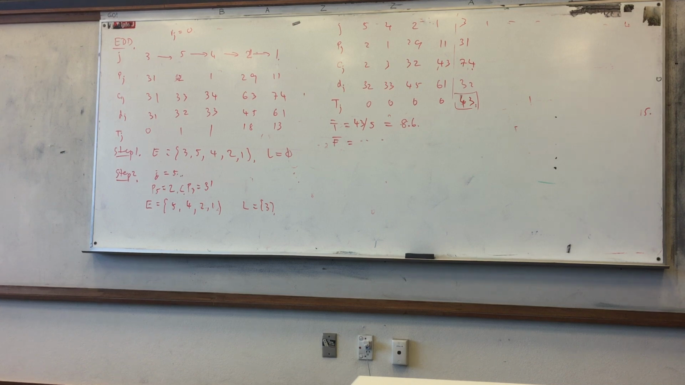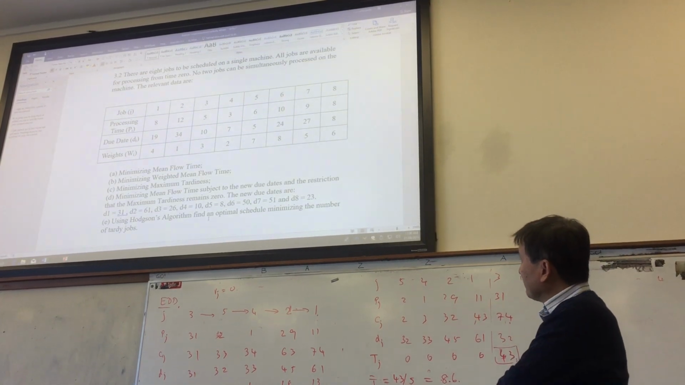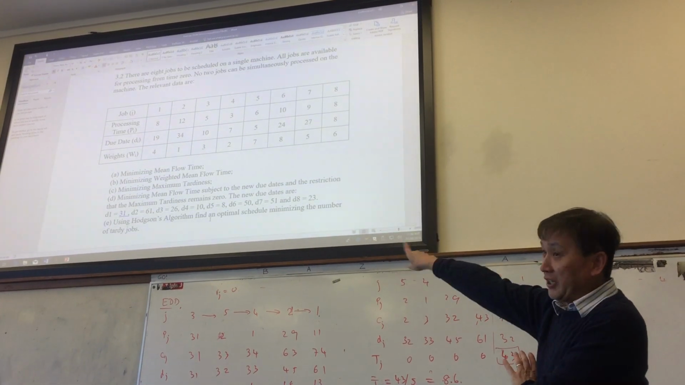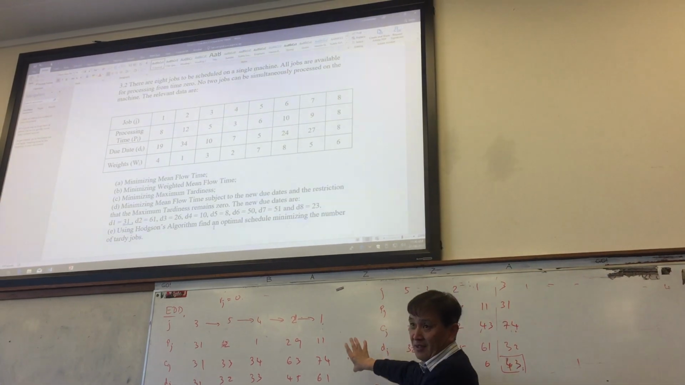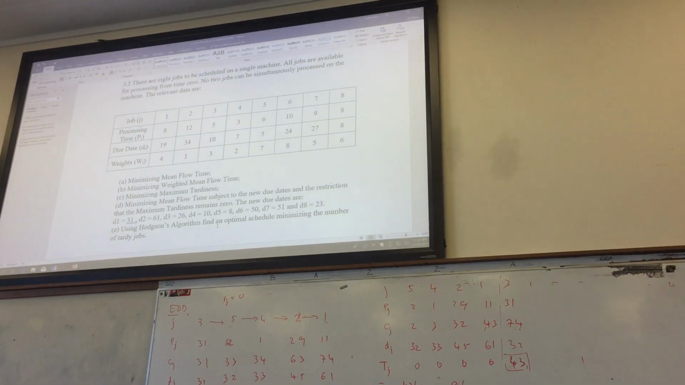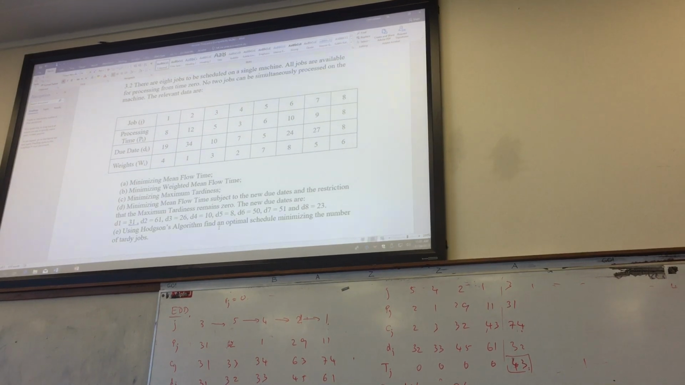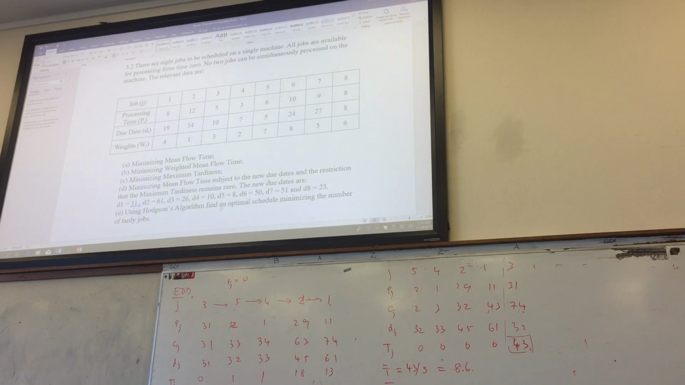Were you able to solve those problems? Problem 2, questions D and E. Questions D and E are similar. Question D is just to use the Smith algorithm, and question E is just to use Hodgson's algorithm. Would you mind doing that yourself? Either one of you can come to the board, or you can do that privately.